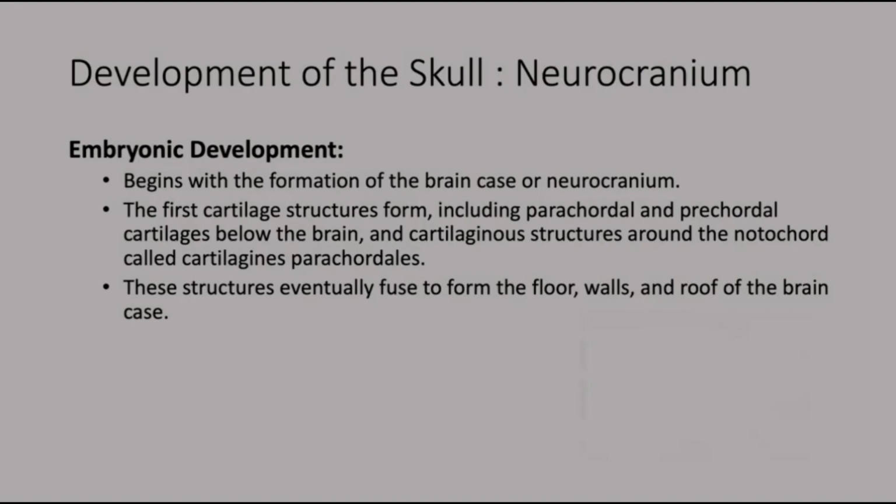And these cartilages are basically going to come together, okay? They're going to come together and they're going to basically go around the notochord. So when they come together, they're going to form the floor of the brain case, so the bottom of the brain case, the walls of the brain case, and then the roof of the brain case.